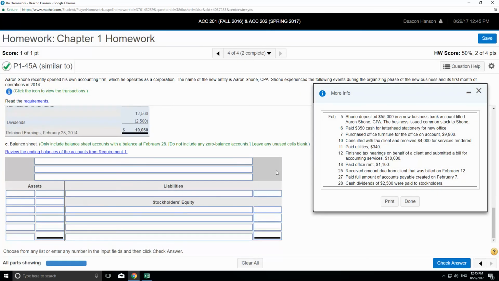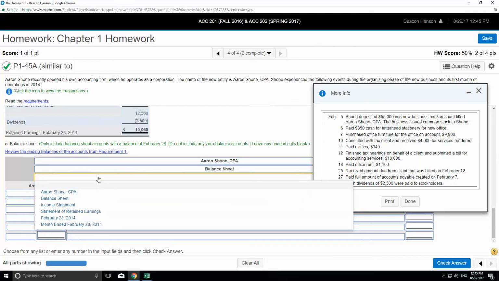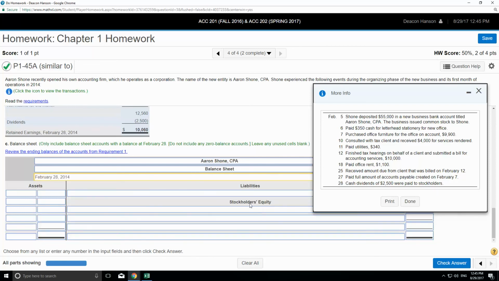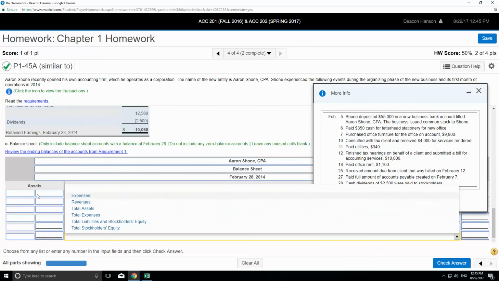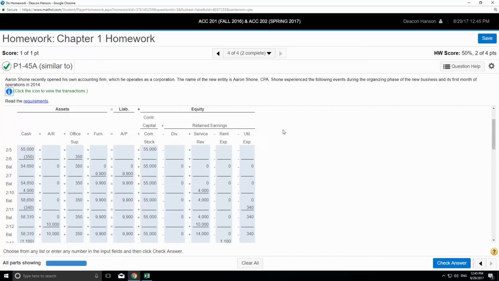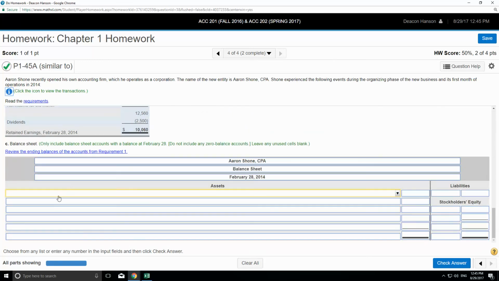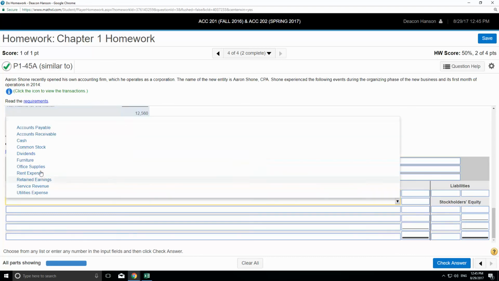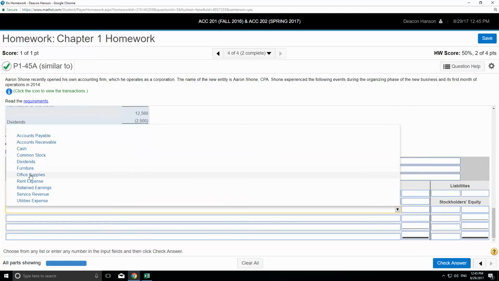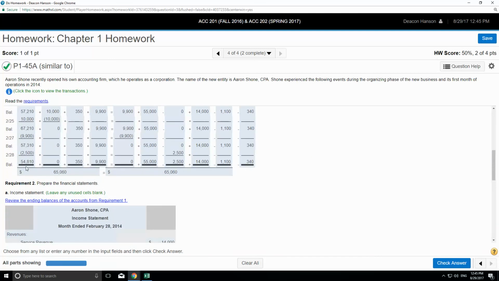Fantastic. And then finally we do the balance sheet. How's the balance sheet different in its dating? It's as of a specific date. So we'll just make it February 28th. And then we can do assets over here. My assets are cash, receivables, supplies, and furniture. So we can go cash, accounts receivable, supplies, and furniture. And we can bring those balances down.